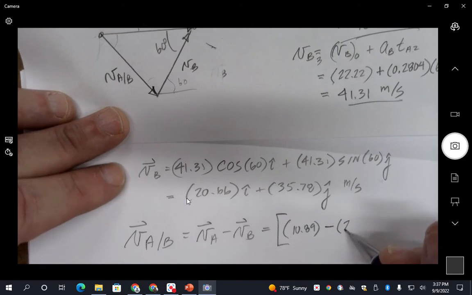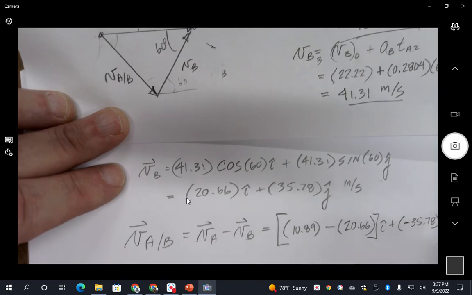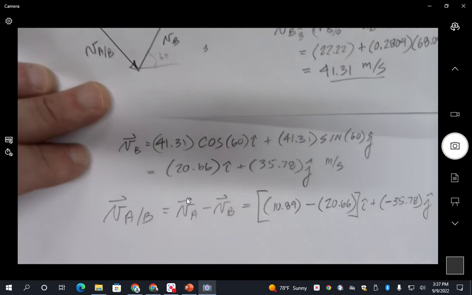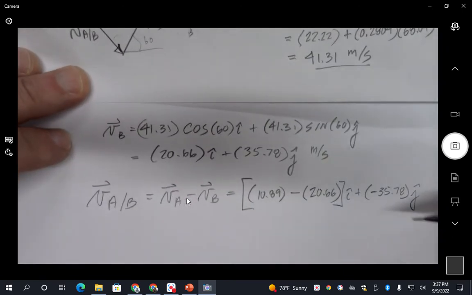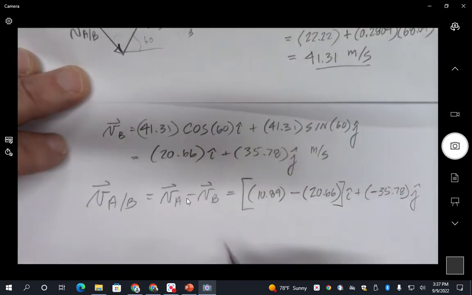So we're gonna have 20.66, right? And then this is just gonna be negative 35.78 J, right? And it makes sense because it's going back that way, at least from the triangle point of view. And that's the answer.